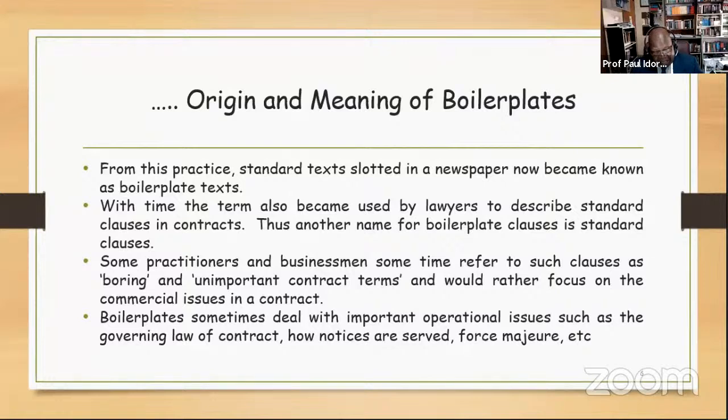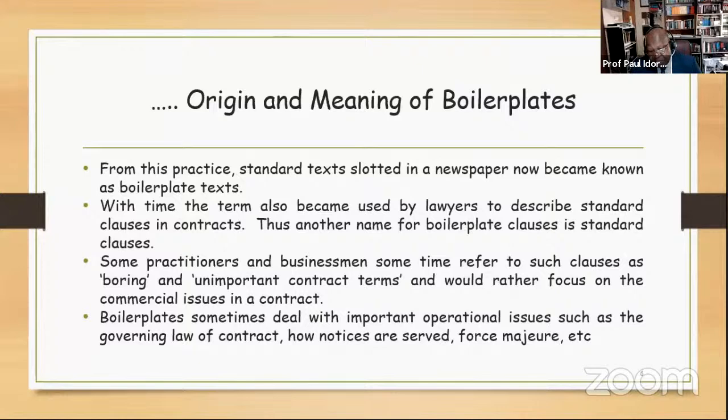Some of our colleagues often refer to them as boring and unimportant terms. But I want to assure you that you should not disregard them in a contract. If you find them in a contract and you do not know the meaning, please try and ascertain the meaning. Don't disregard them, because these terms sometimes deal with the operational issues in a contract. For instance, the governing law of a contract.